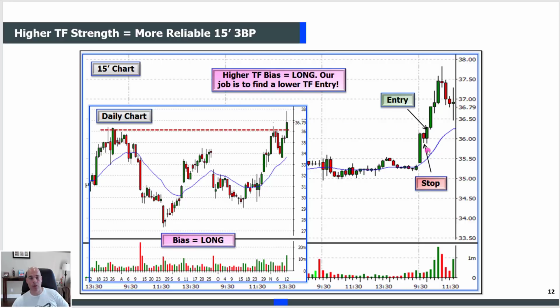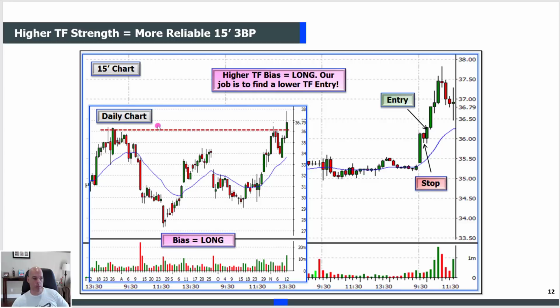And it does so with a beautiful 15-minute 3-bar play triggering just after 10 a.m. Wide bar, narrow bar, rip. Okay? Your entry's like 36.25. Your stop's about 35.80, 35.90, something like that. So you're looking at maybe a 30 or 40 cent stop loss, and this thing went about $1.50, give or take. That's what? 3 to 4 to 1 on your money.